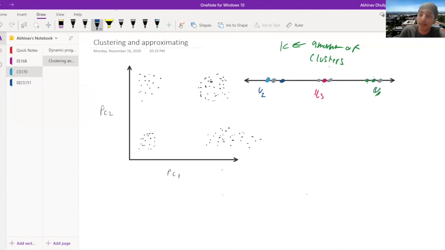So what's going to happen here is this is going to be its distance from U2, which is pretty small. It's nice. This is going to be its distance from U3. It's a little bigger, not that nice. And this is going to be its distance from U1. That's awful. So U2 is our best. It's going to be part of U2's group. So we're going to color this blue.